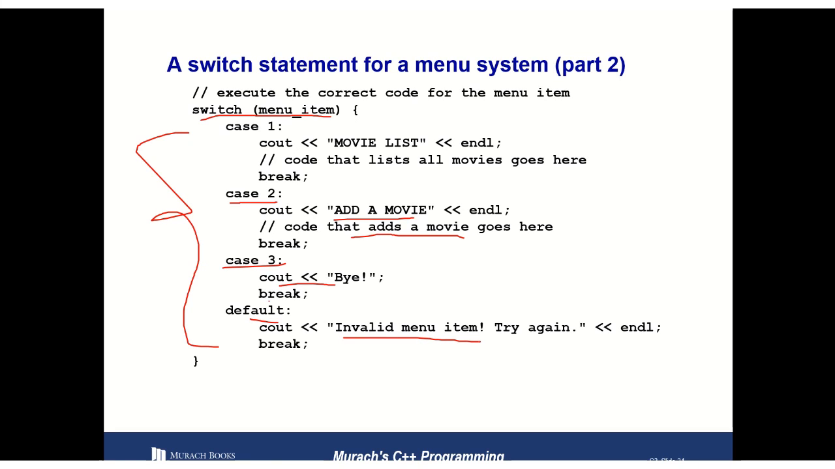So let's say you are inputting 2, then you will hit this block, and it will say add a movie. Let's say you put your menu item equals 5, then none of 1, 2, 3 will be satisfied, so it will say invalid menu item, try again. Now if we say menu equals 1, it will display the movie list. If you say menu equals 3, it will say bye, and the block will break.